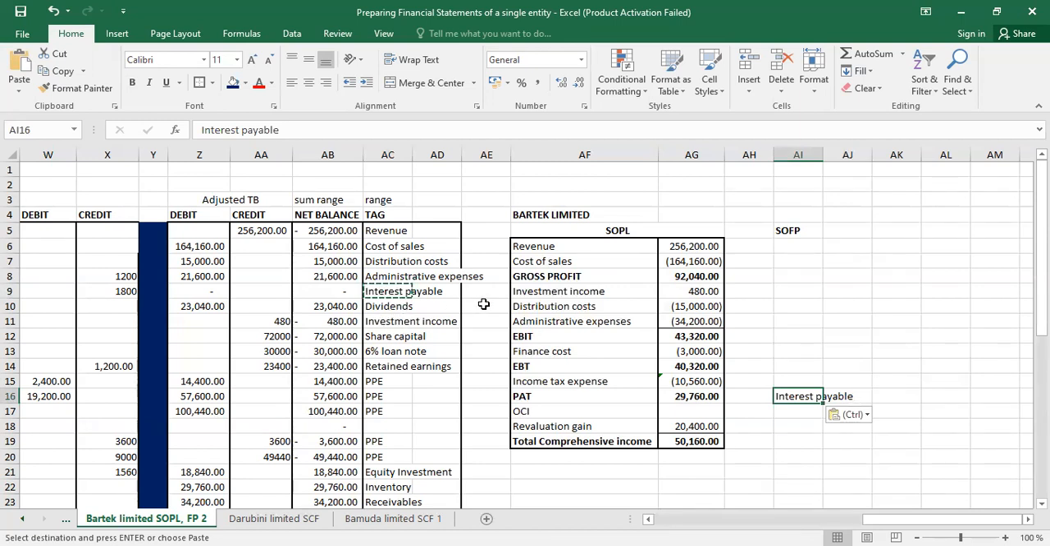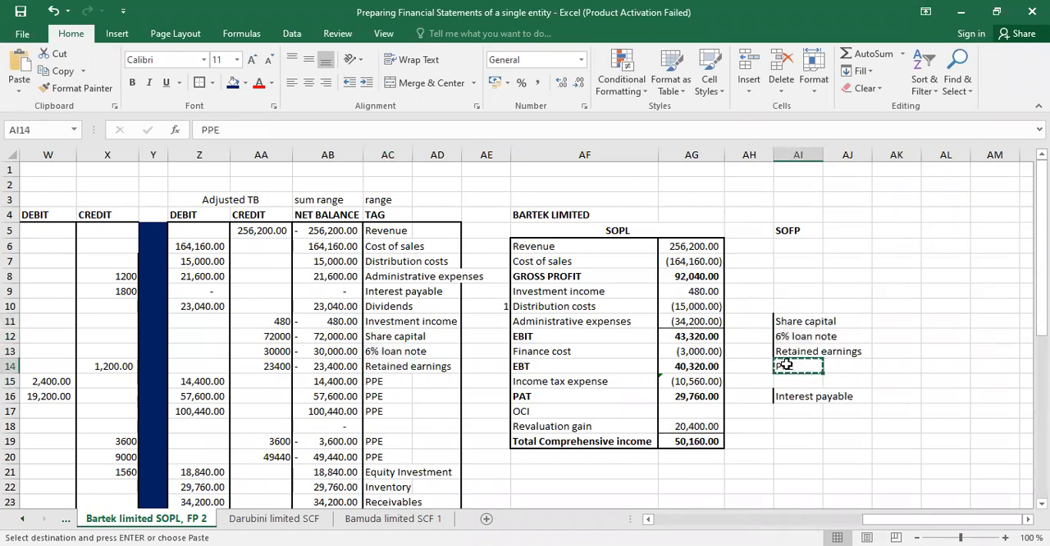So for dividends, they'll remain. I can put there assigned to show that I'll come back for it. Then investment income, share capital. Share capital is something also to loan, also to retained earnings, also to PPE, isn't it? Control C. I'll copy all of them. I put them here, Control V.